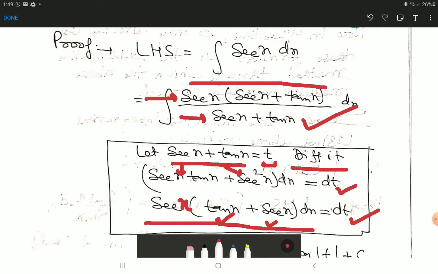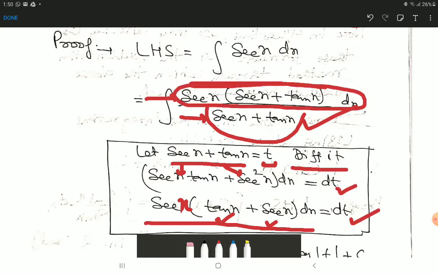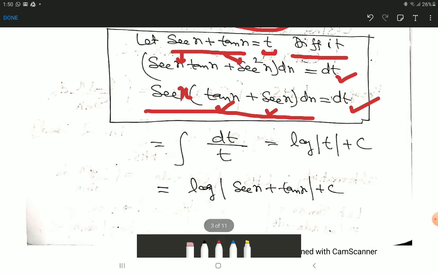So now it becomes integration of this whole thing is dt, and the denominator we have t. This is t. So it becomes integration of dt by t. And you know integration of 1 by x dx is log x. So integration of 1 by t dt will be log t plus c. Feed back the value of t. So it becomes log of sec x plus tan x plus c. In this way, I have derived one formula for integration of sec x dx.